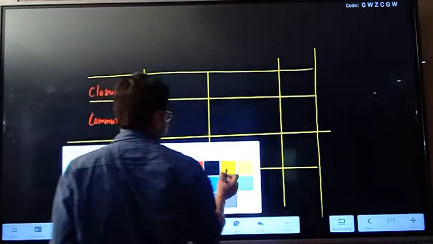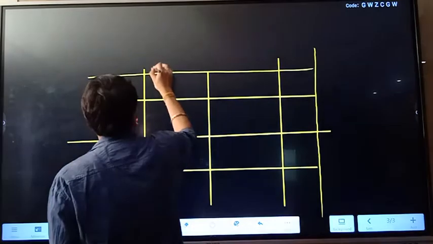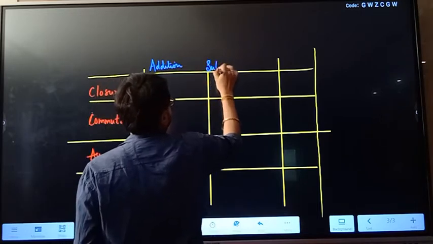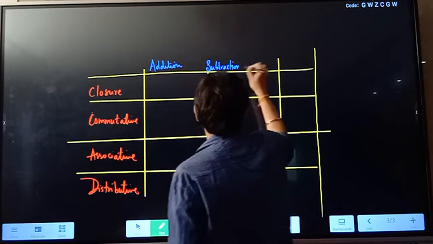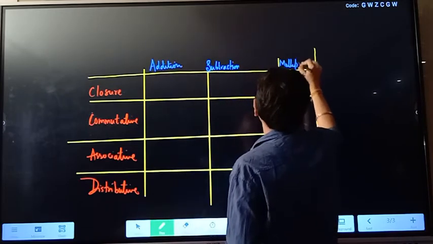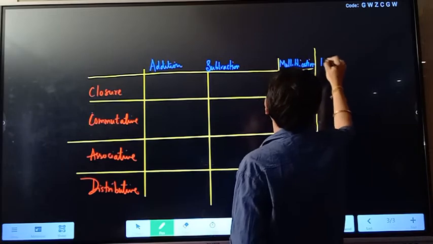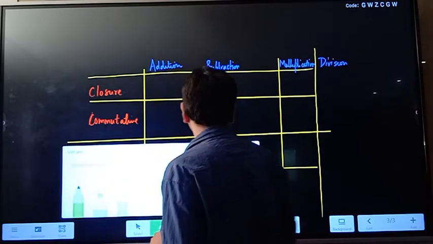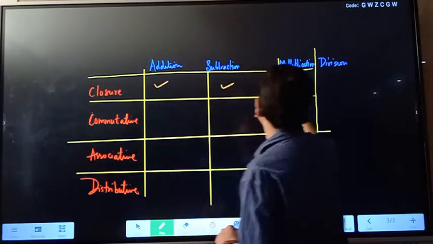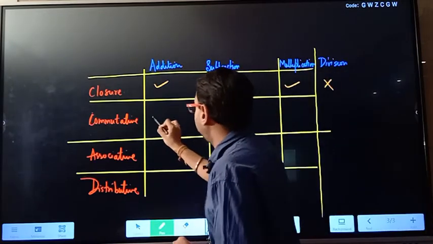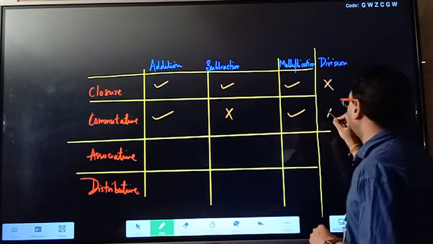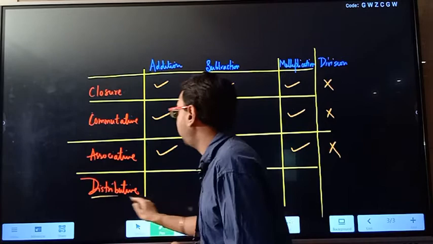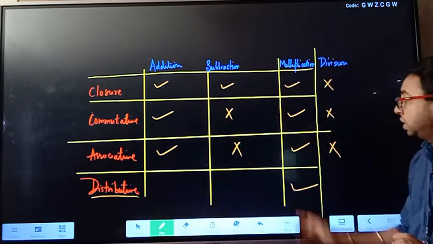Here I'll write the operations: addition, subtraction, multiplication, and division. So let's fill in the blanks. Closure property is followed by addition, subtraction and multiplication; division does not follow. Commutative: yes, no, yes, no. Associative: yes, no, yes, no. Distributive is only followed by multiplication over both addition and subtraction.